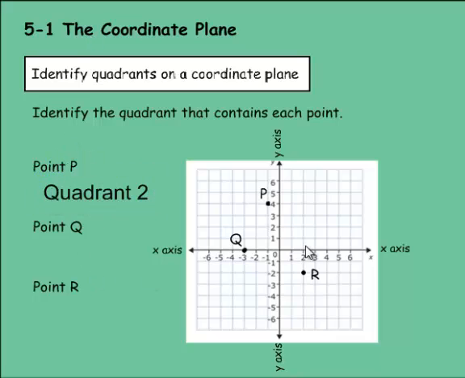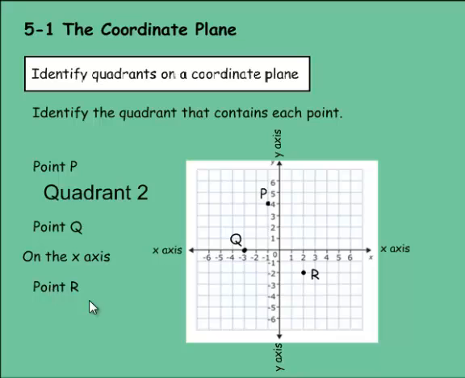Now we have point Q. Point Q is negative 3 on the x-axis, but it's 0 on the y-axis. So that means it's not really even in a quadrant. It's actually on the axis. So it's a little bit of a trick question. So we're just going to say on the x-axis.